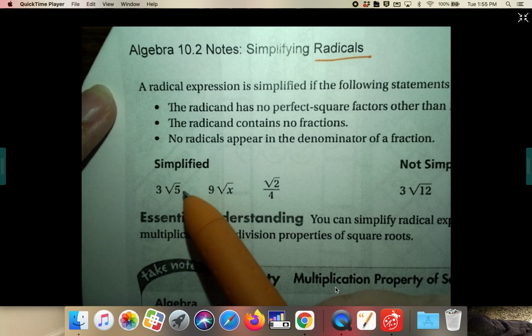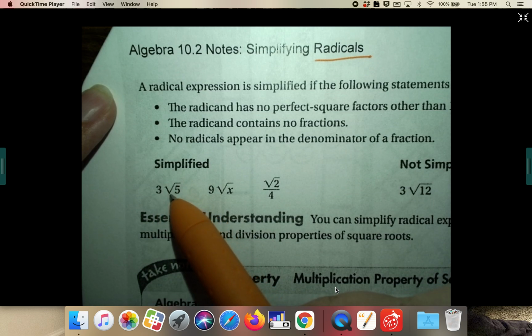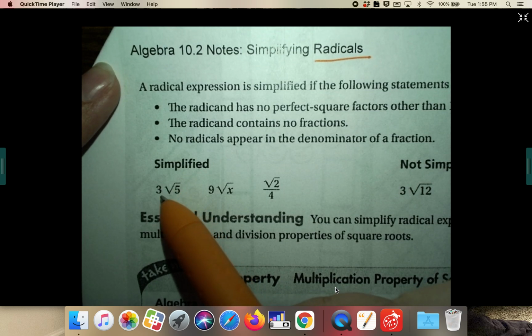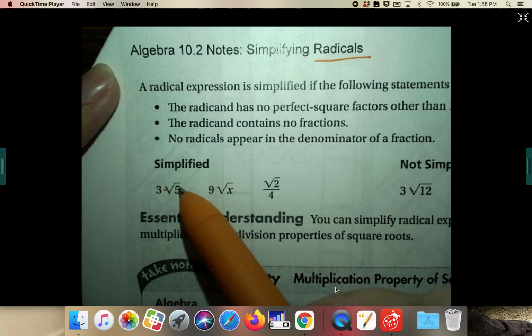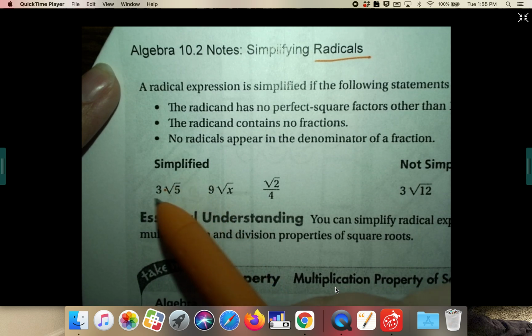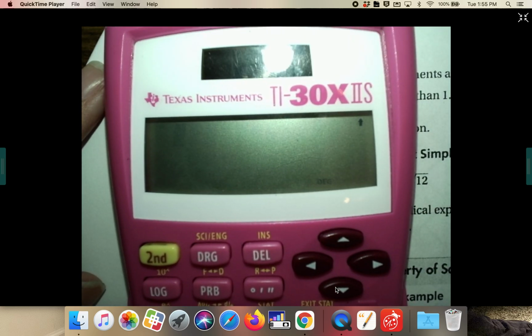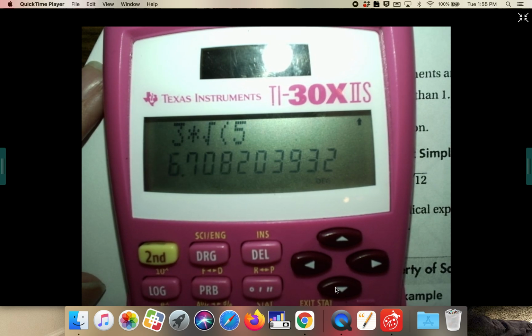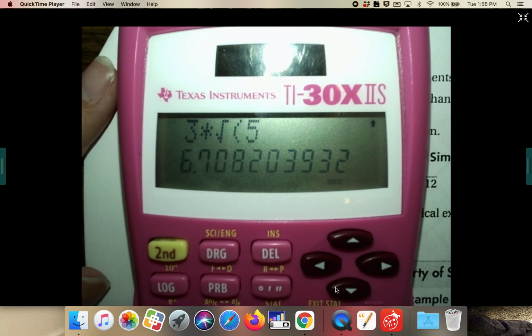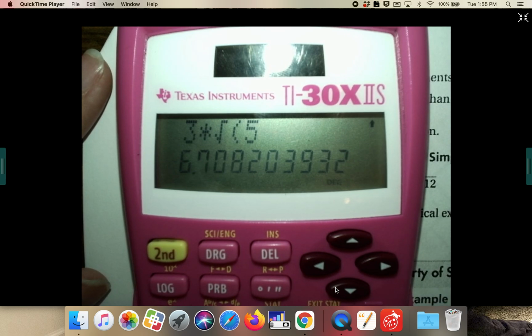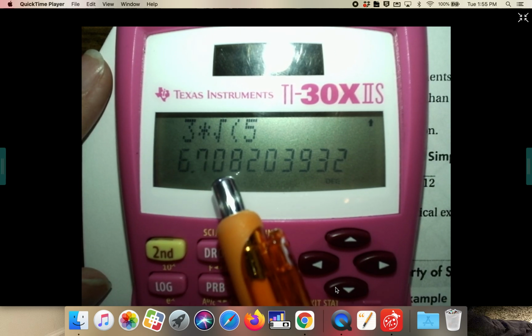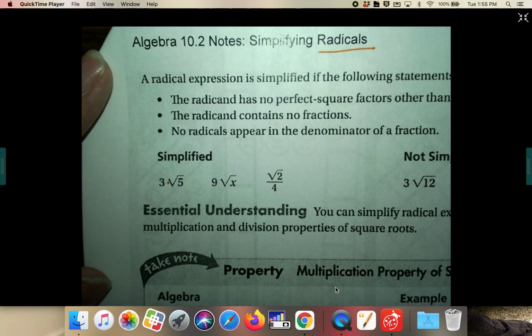So 3 root 5 is 3 times the square root of 5. See how it's squished together and there's no symbol in between? That means they're squished together with a multiply. So if I wanted to know what 3 times the square root of 5 is, I would take my calculator and do 3 times the square root of 5, and it's some irrational crazy number. So a lot of times rather than rounding, you would just leave it 3 root 5.